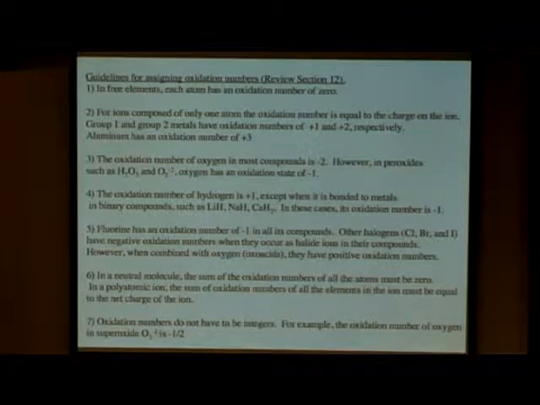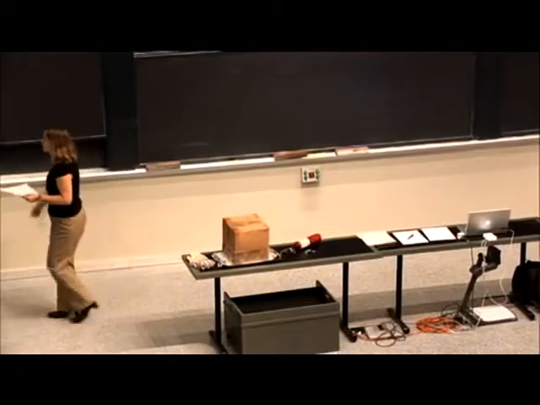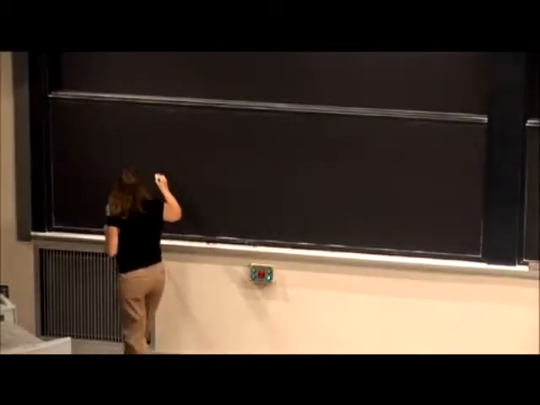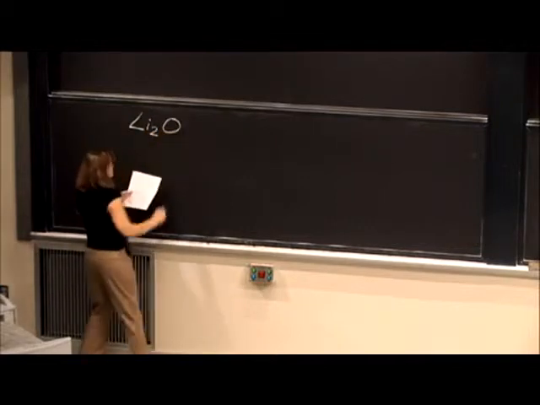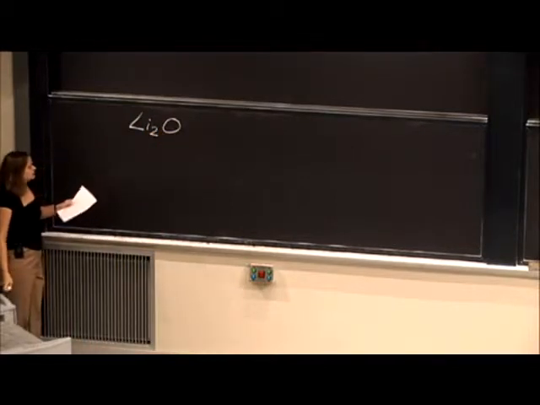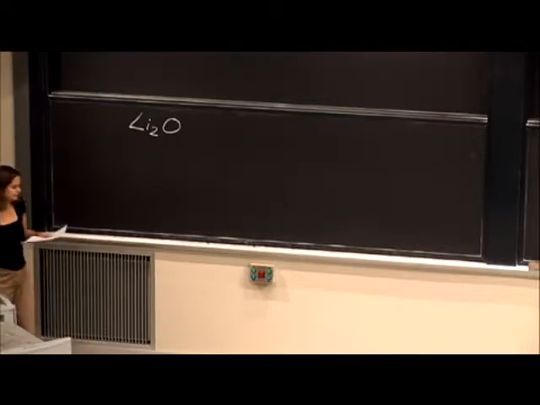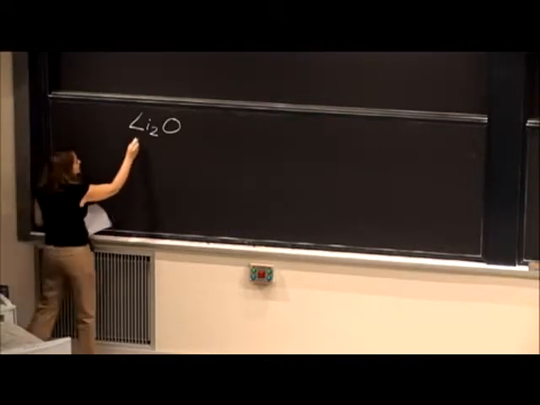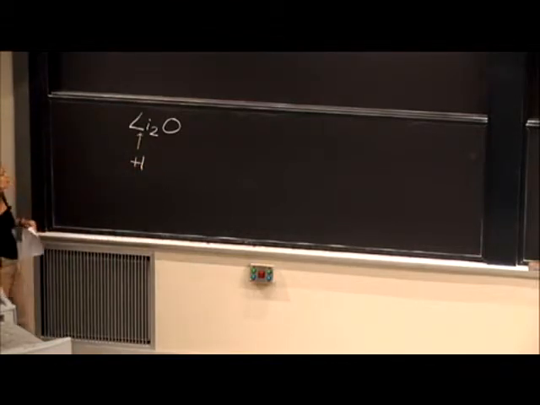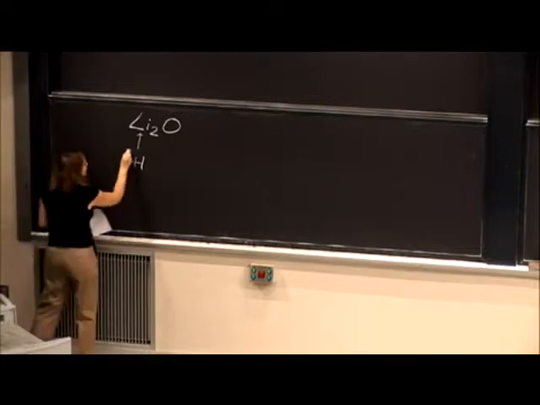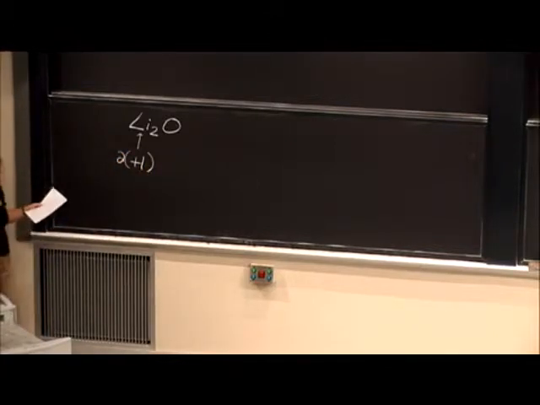Let's go down here. So first, let's look at a compound that has lithium and oxygen in it. What do I know about lithium's oxidation number? What's it going to be? +1. So things in group 1 are going to be +1. And I have 2 of them. So we're going to be using one of those rules up there to assign it.